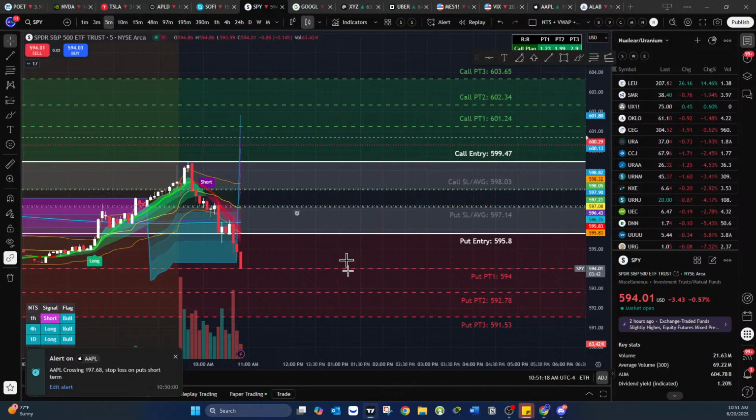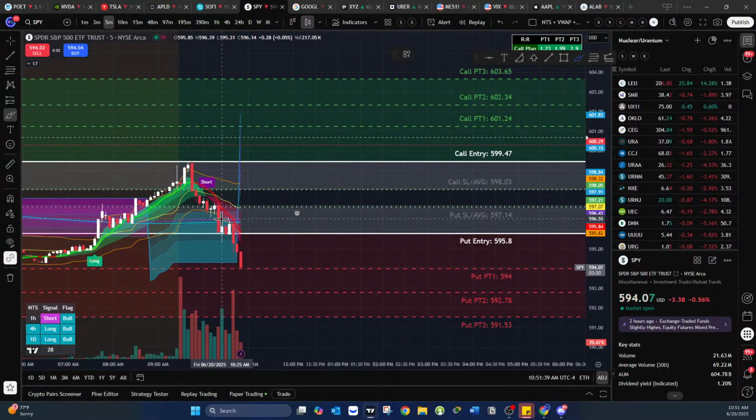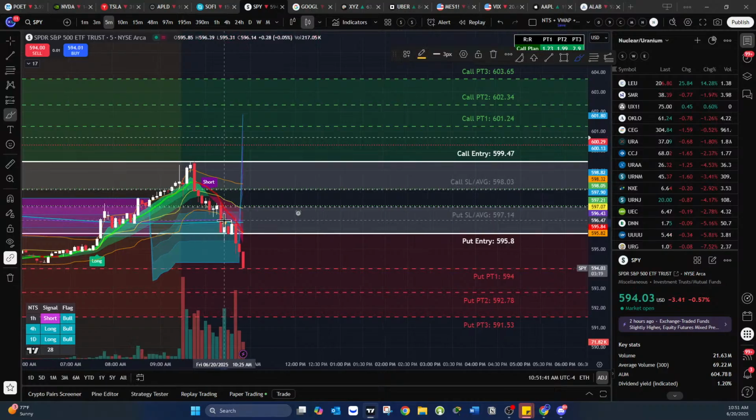Let me see where we are on the SPY plan. The SPY plan worked to a T. The put entry was 595.80. We've had plenty of opportunities. I mentioned that the 200 and the 333 SMA right here was going to be strong resistance once it was lost. As you can see, let me give you guys more of a visual. Rejected, never broke above. Rejected, never broke above again. So this is another strong point of resistance.